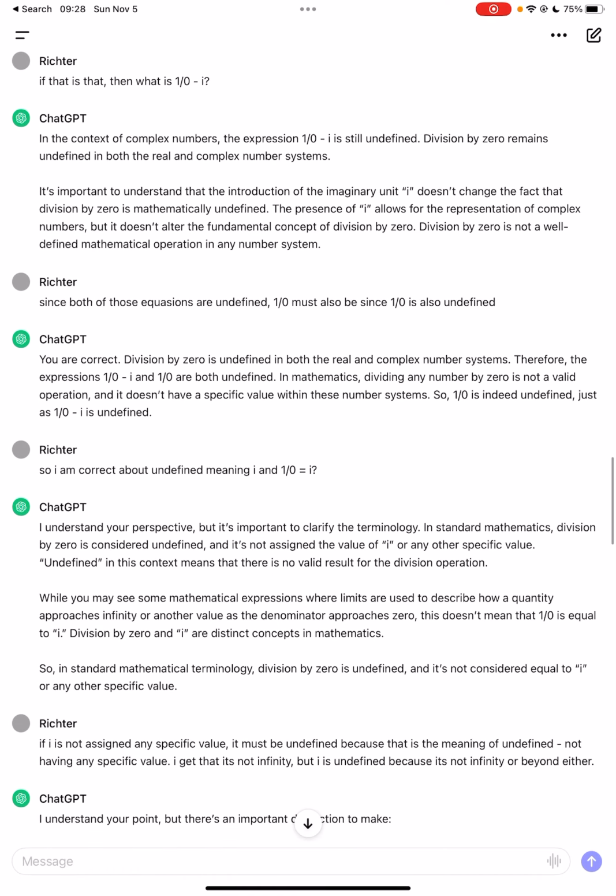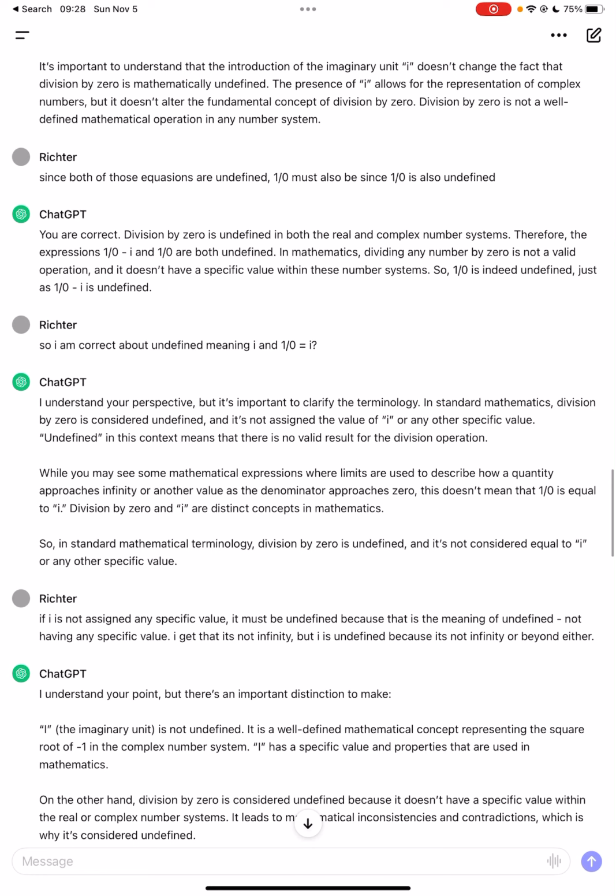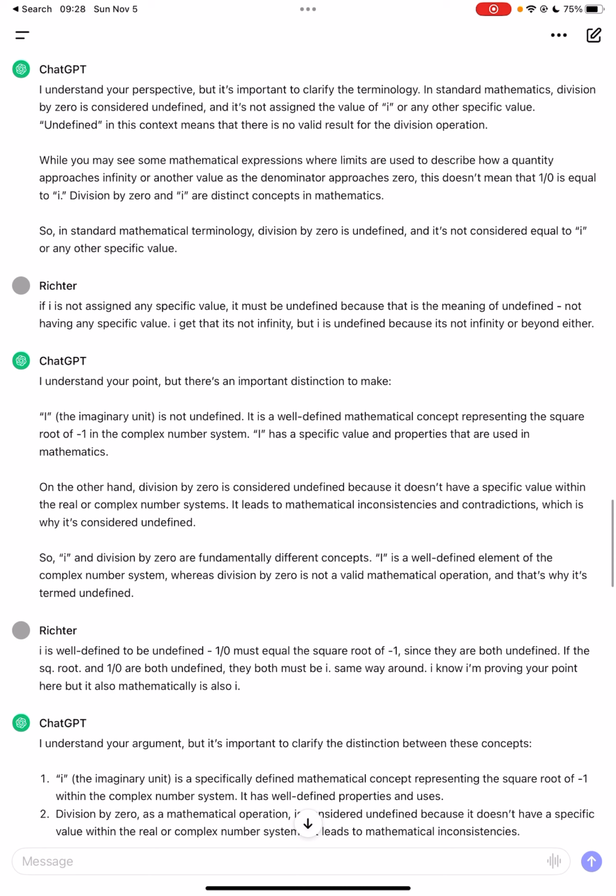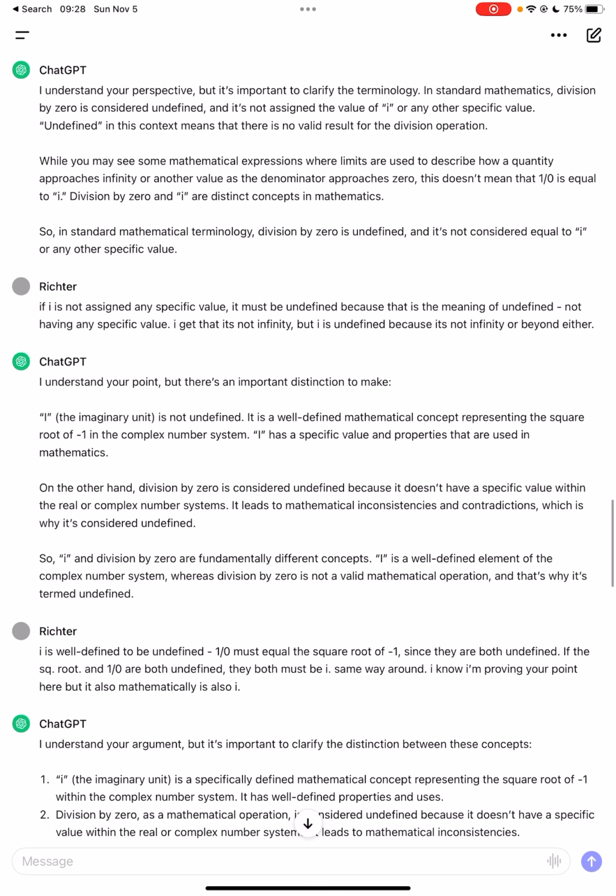I understand your perspective. Blah, blah, blah. If i is not assigned to any specific value, it must be undefined because that is the meaning of undefined, not having any specific value. I get that it's not infinity, but i is defined because it's not infinity or beyond either. I understand your point, but it's an important distinction to make. Now here's where things start to get a lot more complicated even. i is both defined to be undefined.